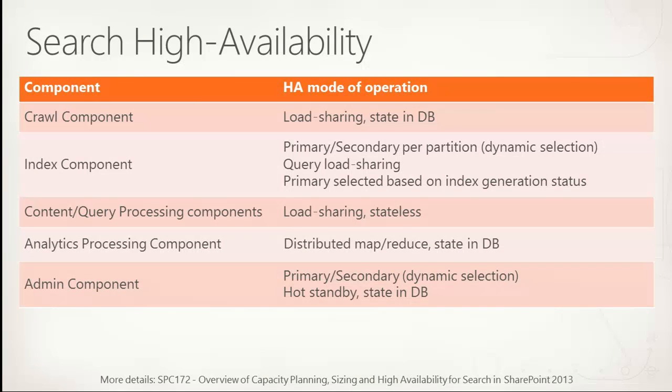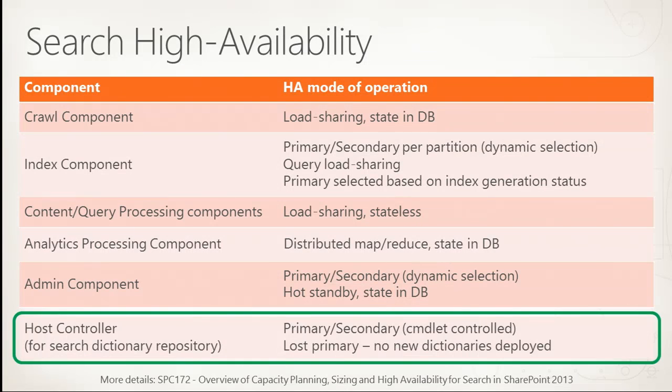What I would like to call out a little bit separately is the host controller, which is not a search component from the topology point of view, but it still has a high availability role in the farm. It handles a repository for search dictionaries, and there is a primary and secondary role related to that repository. The only time you actually need to care about that is when you have a hardware failure and you have to replace a server. Then you would normally need to check if that server actually hosted the primary host controller. In that case, you need to use a commandlet to replace it, and I'll come back to that later.